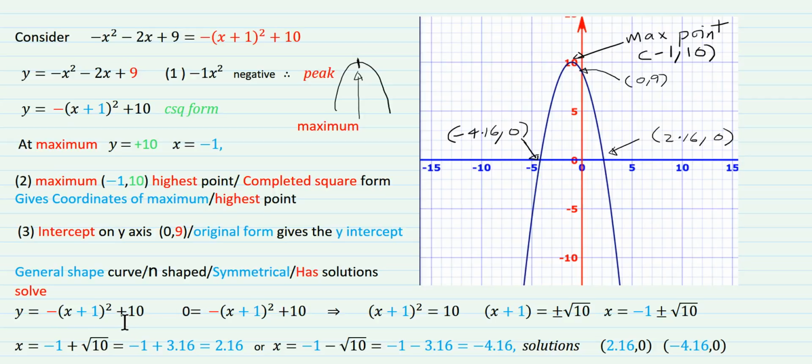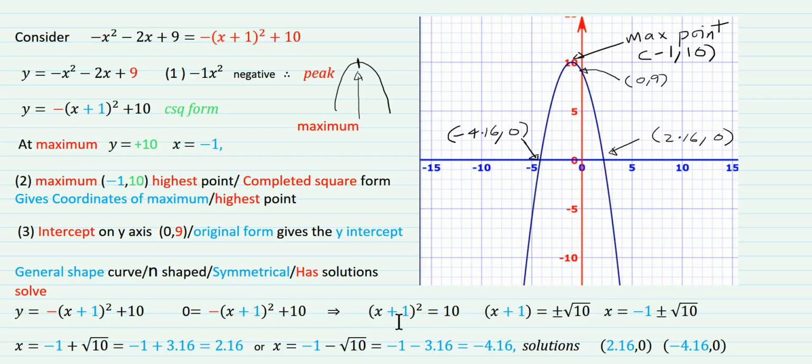So what we do is we put the completed square form equal to 0. Then, this negative, we have to deal with it. We take the whole bracket to the other side. When you change the side, you change the sign. So this becomes plus, from a minus to a plus because you've changed the sign. So we have (x plus 1) all squared is equal to 10.